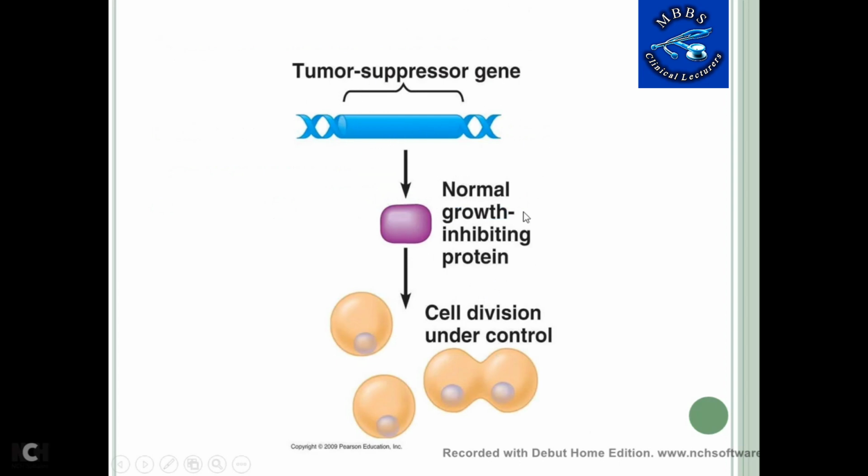The normal function of a tumor suppressor gene is the growth inhibiting protein, right? They have growth inhibiting proteins, so they will keep the cell division under control. Of course, if there are no growth inhibiting proteins, then the cell division will continue. It will just go on and on and on. And we all know that proliferation cannot occur without a certain boundary. If it crosses that boundary, then how are you supposed to stop that proliferation?